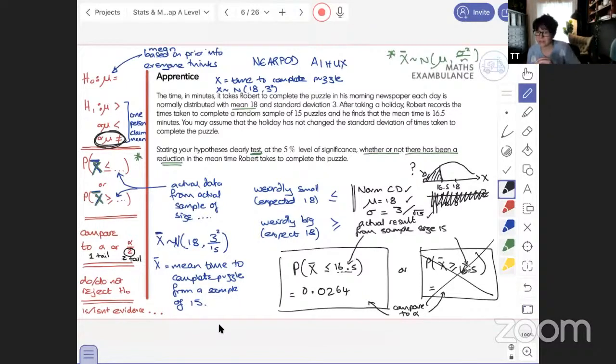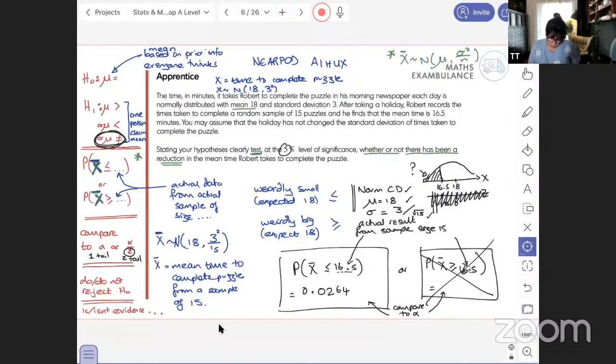Now this one says, test whether there has been a reduction. So the person is saying it's got smaller. They're claiming that it's smaller. We're looking for it to get smaller. That's one tail, so we just use the 5%. So in this particular case, we would say 0.0264 is smaller than 0.05. And that is small, which means very, very weird. And that means that we're going to reject H0.